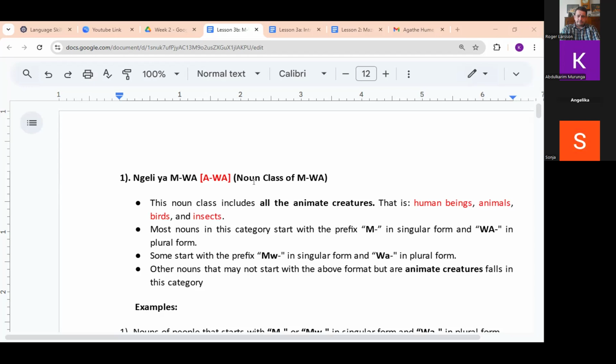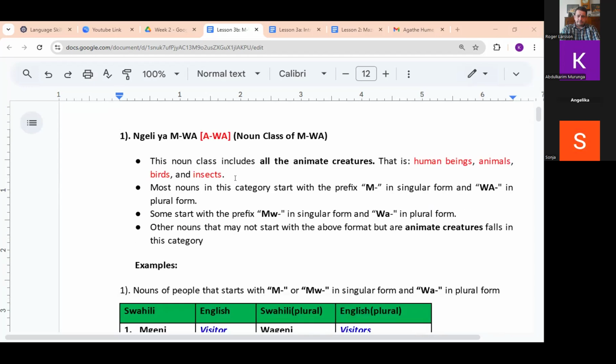Okay. So we continue with this group, the MWA class, the noun class wa. Nouns in this category include animate beings. That is human beings, animals, birds, and insects. So all of them fall into this group.